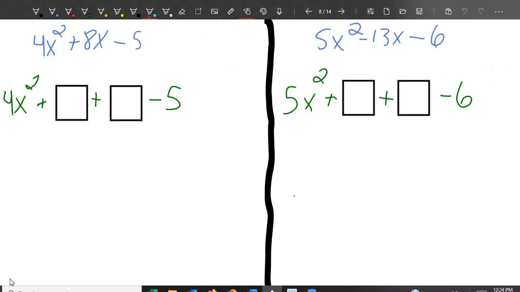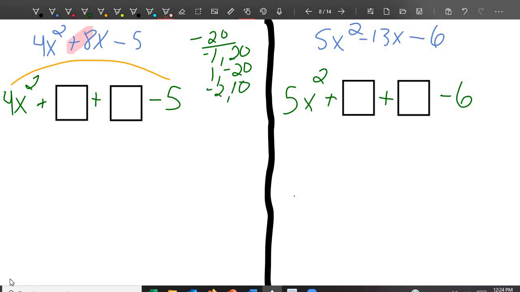Alright, here's another one doing the box method. We multiply the 4 and the negative 5 together. It gives me negative 20. And I'm going to list all the factors of negative 20 and hopefully find a pair that equals negative 8. Well, guess what? I mean, not negative 8, positive 8. I just found a pair that equals positive 8. So I'm going to put those in the parentheses. Negative 2x, positive 10x.